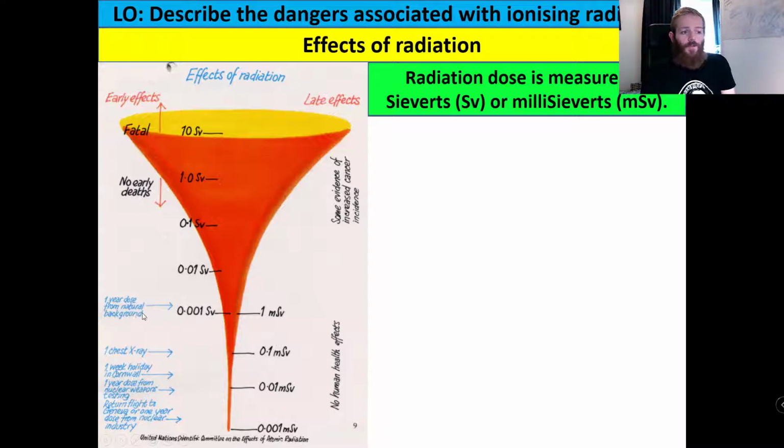So that's our 1 year dose from natural background. You can see all of these are pretty standard things, and it also says no human health effects. So in the long term, all of these things aren't really going to have an effect on you. Your body can cope with those, that's fine. That's natural background radiation that our bodies can cope with.